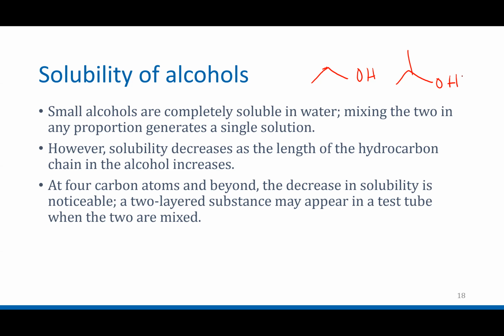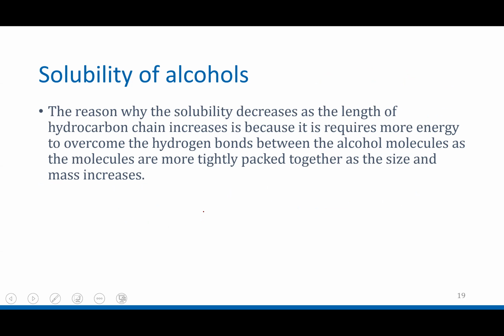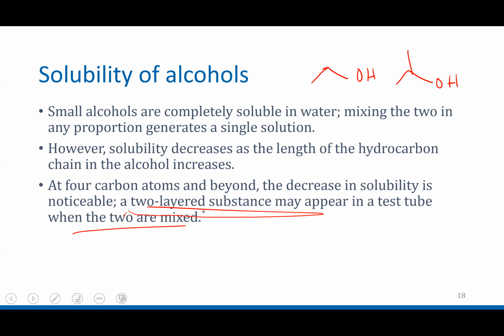But, and this is where it gets interesting, when you have a long hydrocarbon with an alcohol on it, the solubility can decrease. So after about 4 carbons, when you get to pentanol, hexanol, heptanol, octanol, the solubility is decreased. It's noticeable, and you might see 2 layers. Now, why is that? Okay, this goes back to last week where we learned about surfactants and soap.